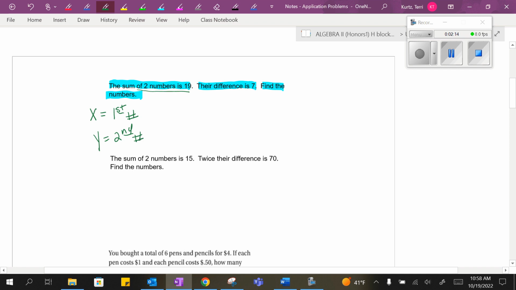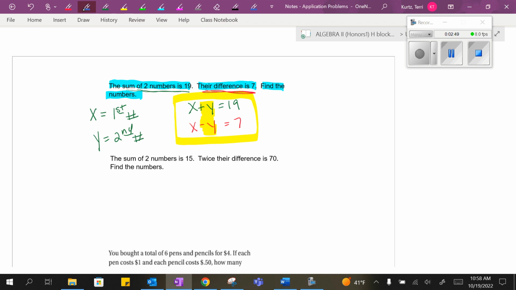Then we look at what we're told. The sum of those two numbers is 19. So x plus y will equal 19. Their difference, meaning the subtraction, right? The difference is 7. So we can say x minus y equals 7. Now we're told to find the two numbers. Well, if you look at these two equations and the way they line up, we could use substitution. That wouldn't be that difficult. But we can also use elimination, because we can tell right here that if we added these two equations together, those y's would cancel out.